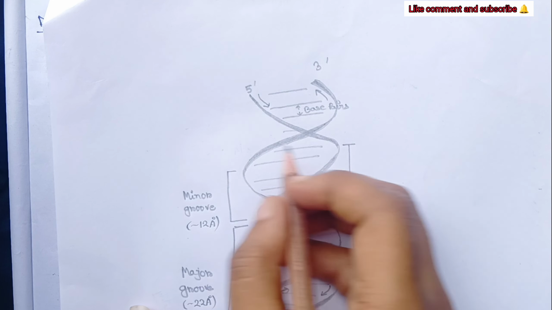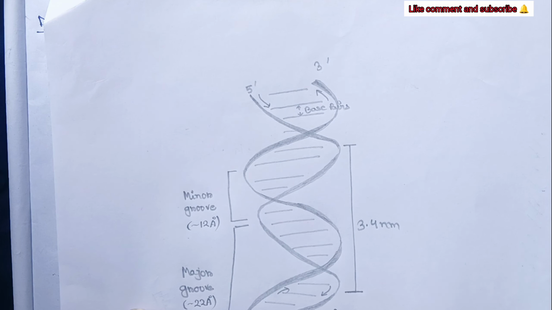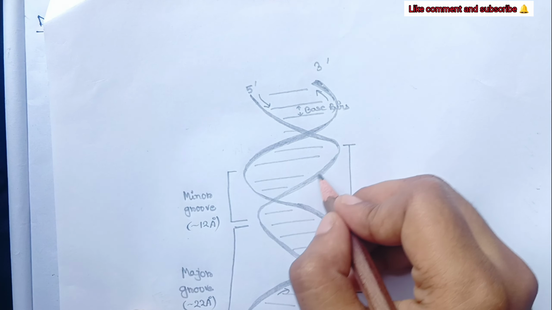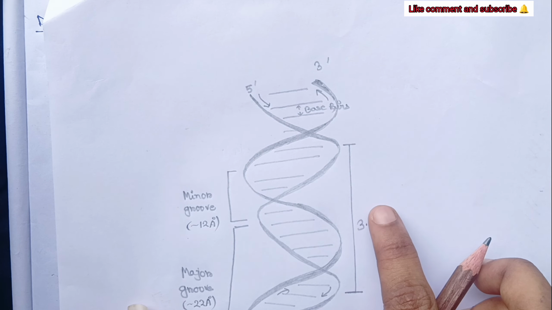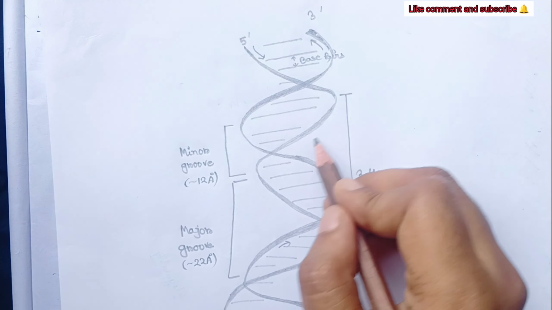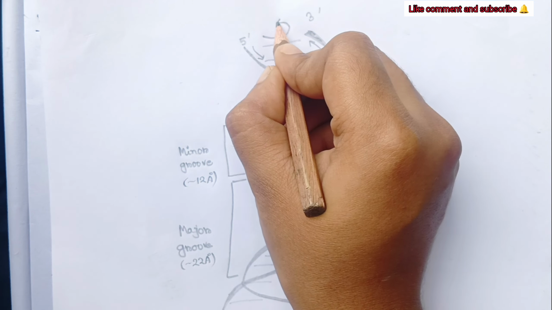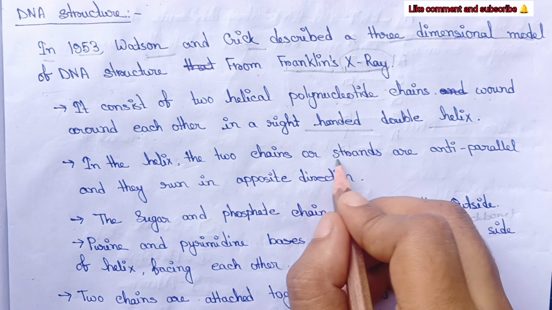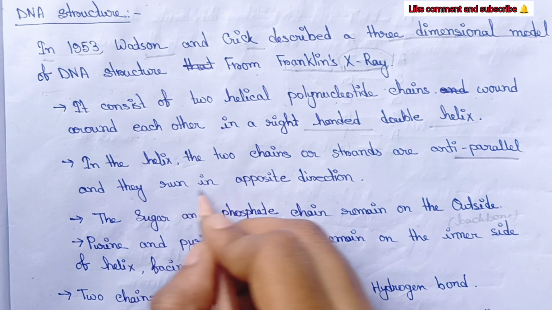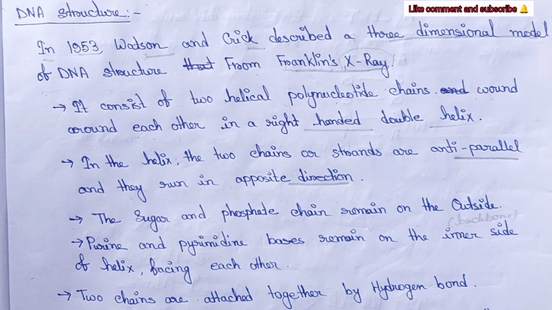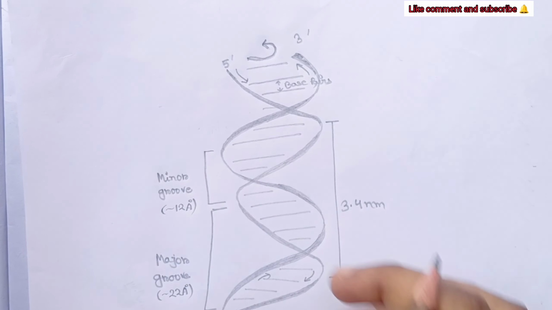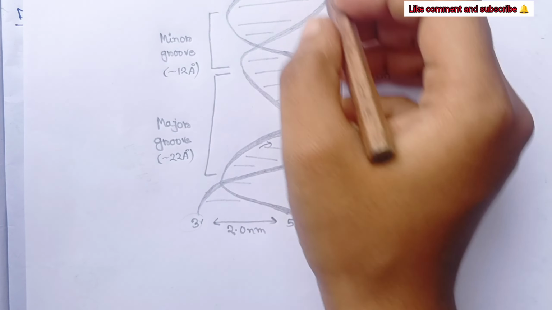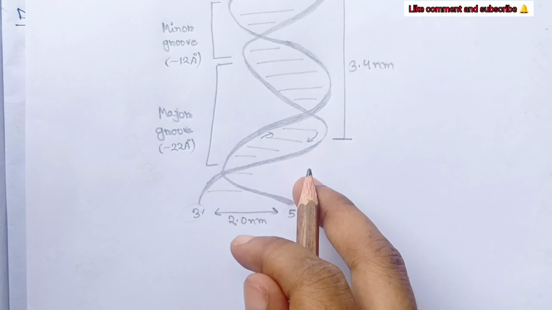You can see that this is a double helical structure, one strand and a second strand. So it is a two-stranded helical structure and they wind around each other. Those are right-handed structures. In the helix, the two chains or strands are anti-parallel and they run in opposite directions. You can see that this is the 5' end and this is the 3' end, and this is 5' and 3' end, so they are opposite to each other.